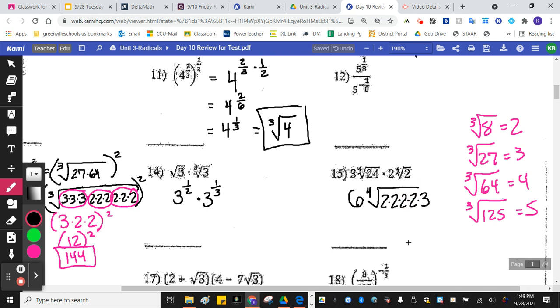I think that's right. 2, 4, 8, 16. 16 times 3. Great. Fourth root. Every 4, 1 comes out. The others go away. So 6 times 2, fourth root of 3.